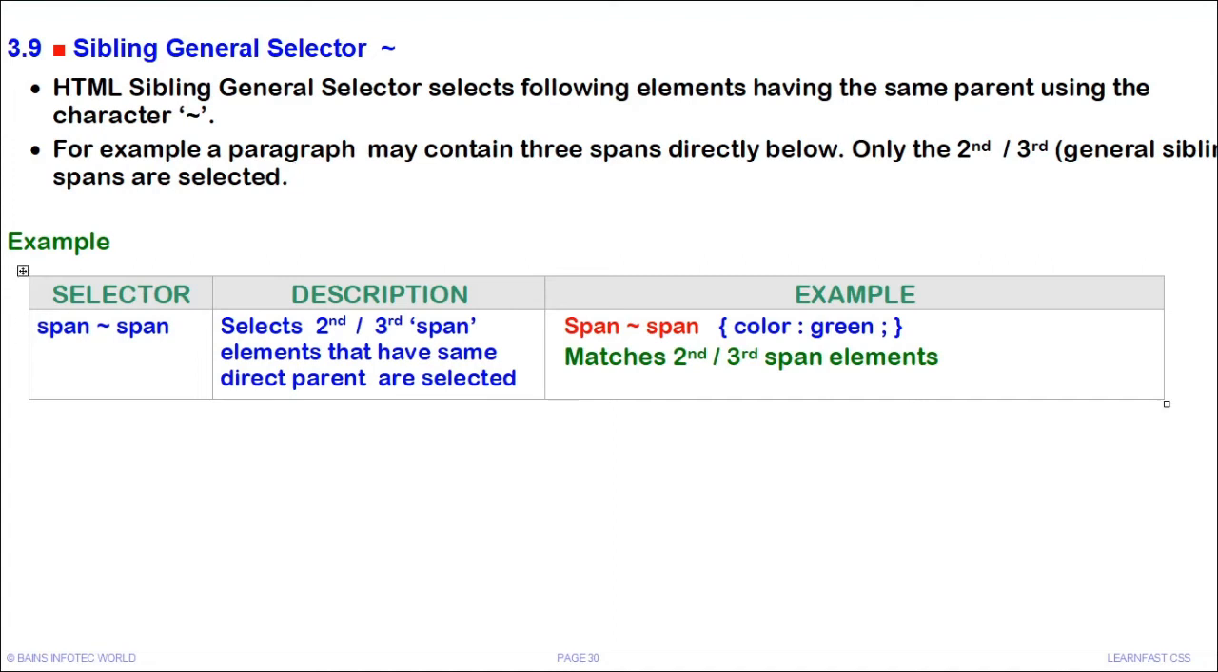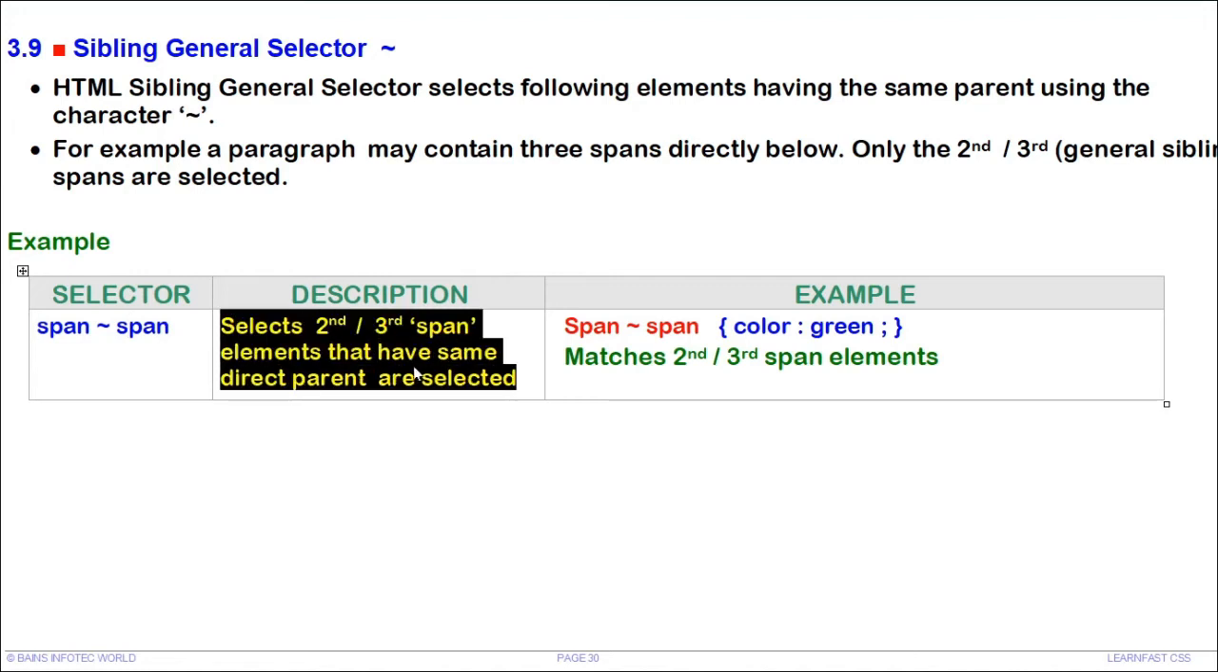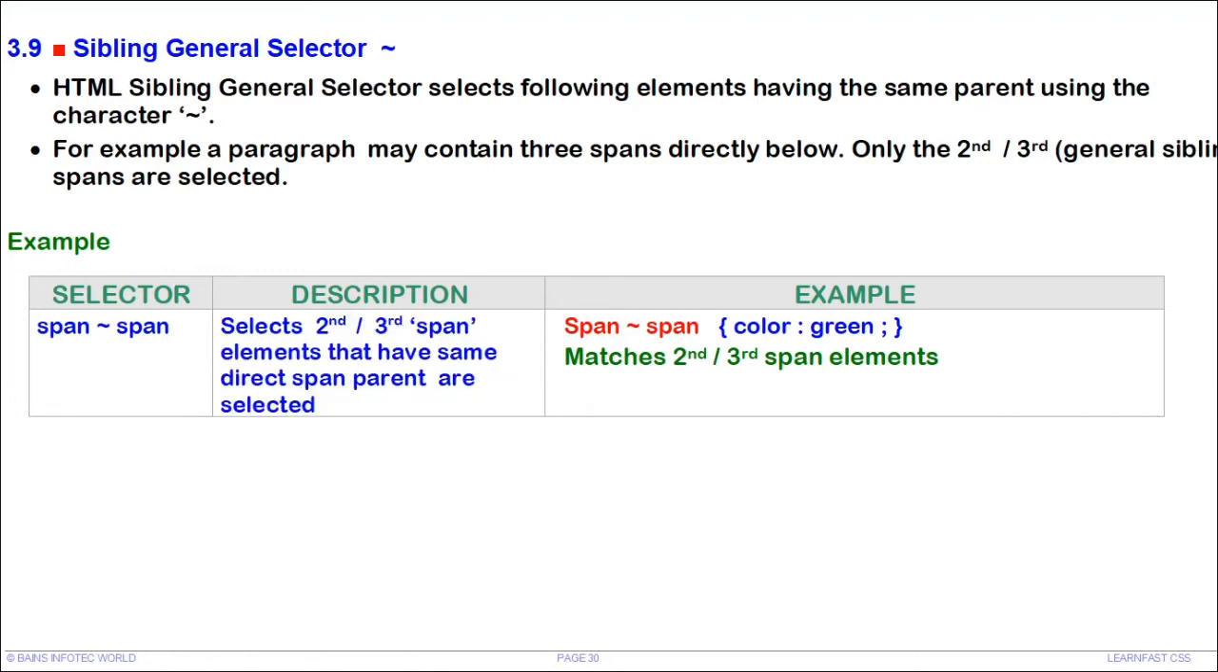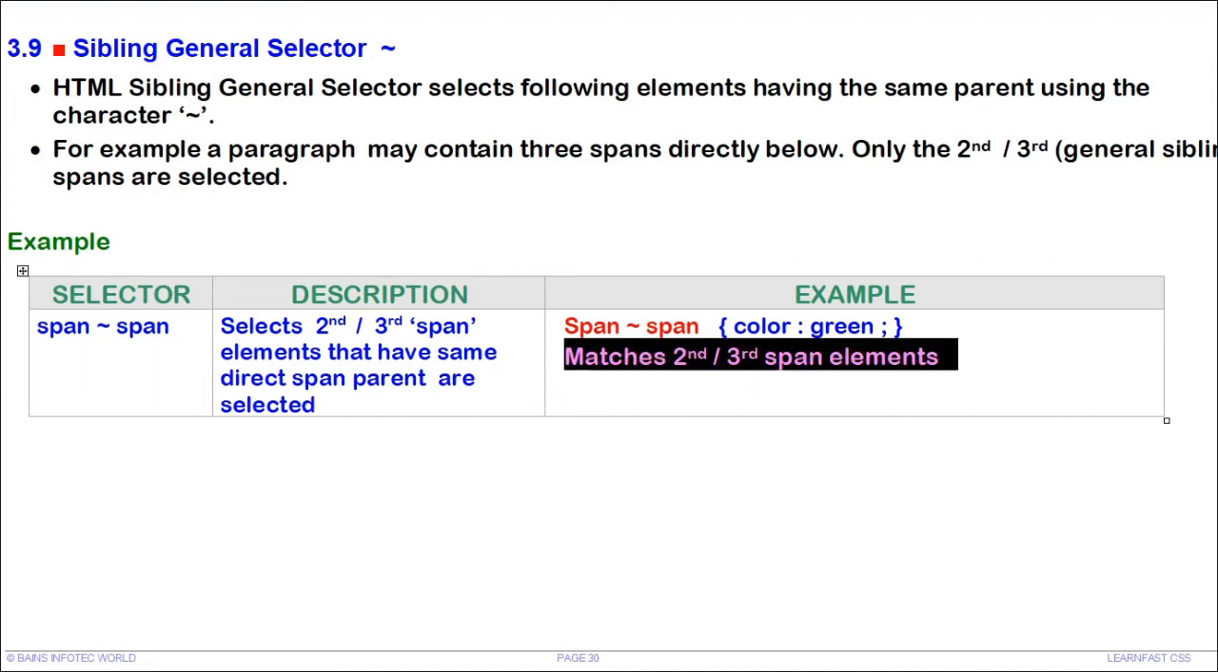So span, colon, approximate sign, and followed by span. So it selects the second and third sibling span elements having the same direct span parent. Span approximate sign span rule color green matches the second and third span elements.